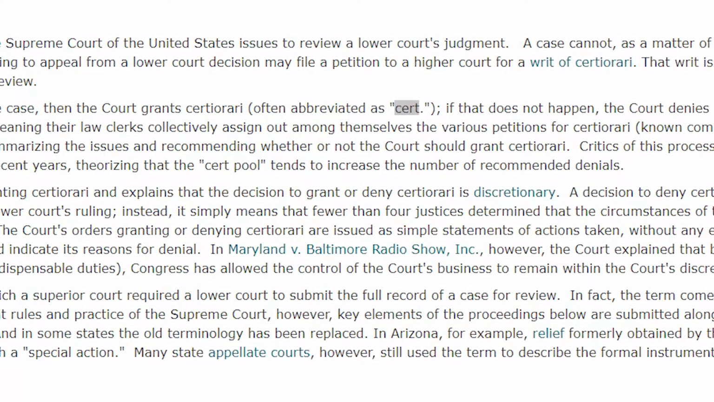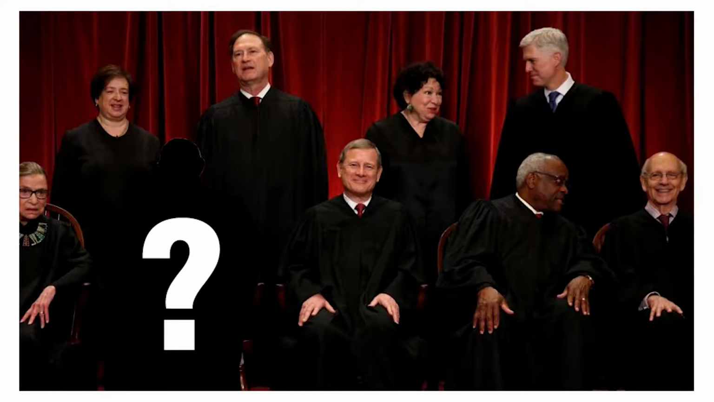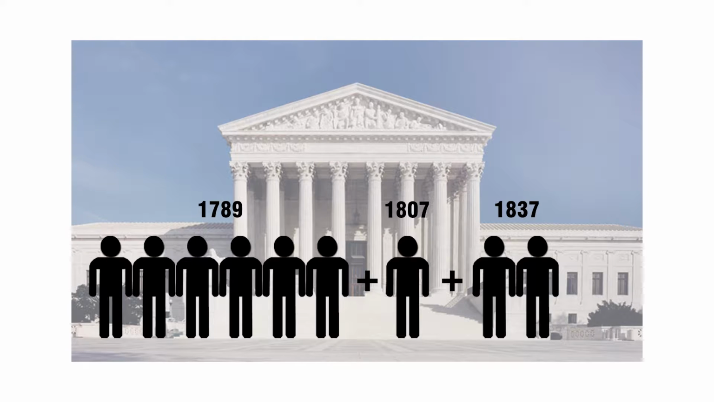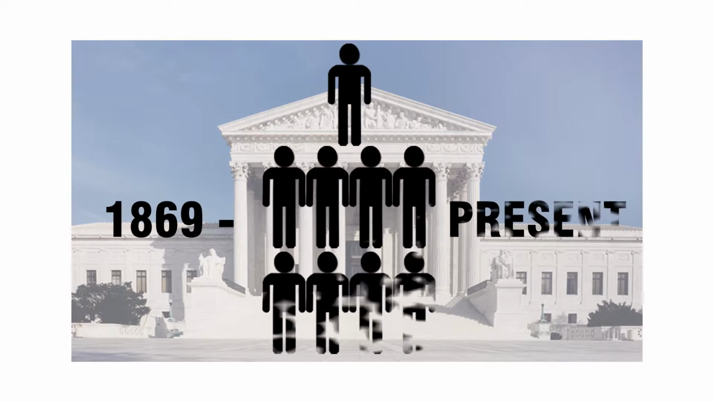The Supreme Court consists of 9 justices, although the Constitution is silent on how many justices are supposed to comprise it. There were 6 justices from 1789 until 1807, when a 7th was added. Then it jumped to 9 in 1837 and reached an all-time high of 10 in 1863, before settling back to 9 in 1869.